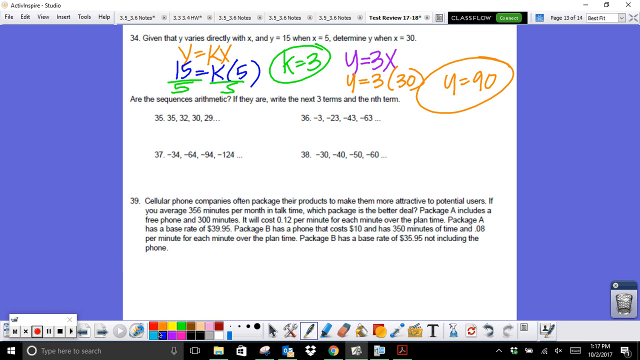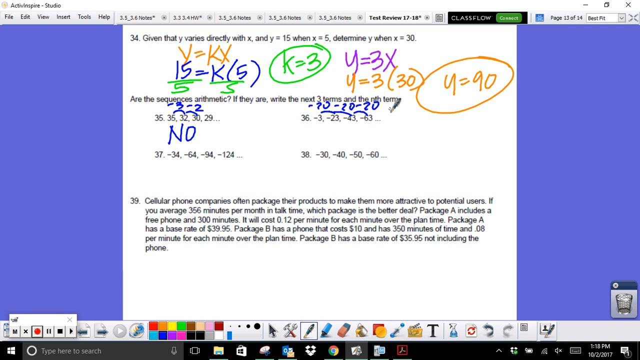All right, this 35 through 38 are asking, are the sequences arithmetic? If they are, write the next 3 terms and the nth term. All right, so 35, I'm going to see what the difference between all these are. So that goes down 3, down 2. Okay, I can already tell this is not arithmetic. So those need to be the same. So 35 is no. 36, this is going down 20, down 20, down 20.